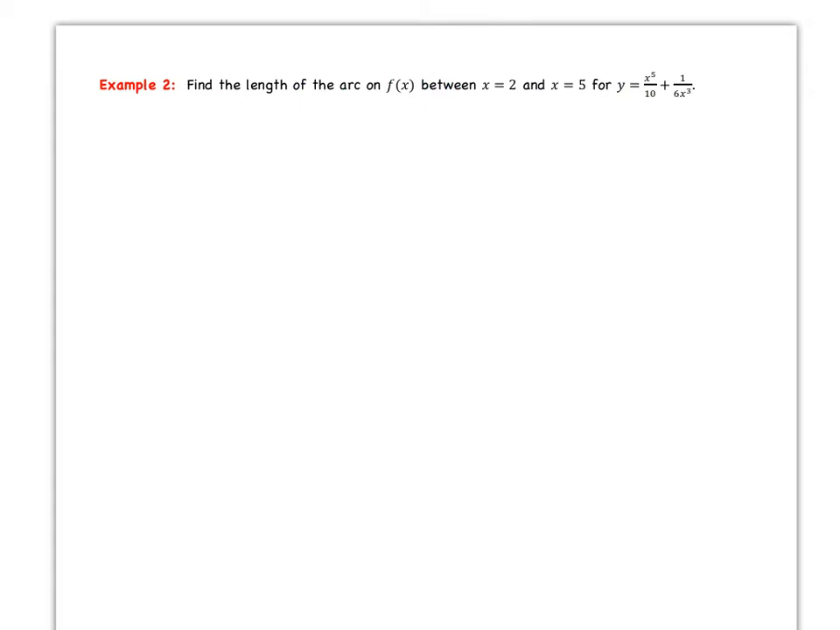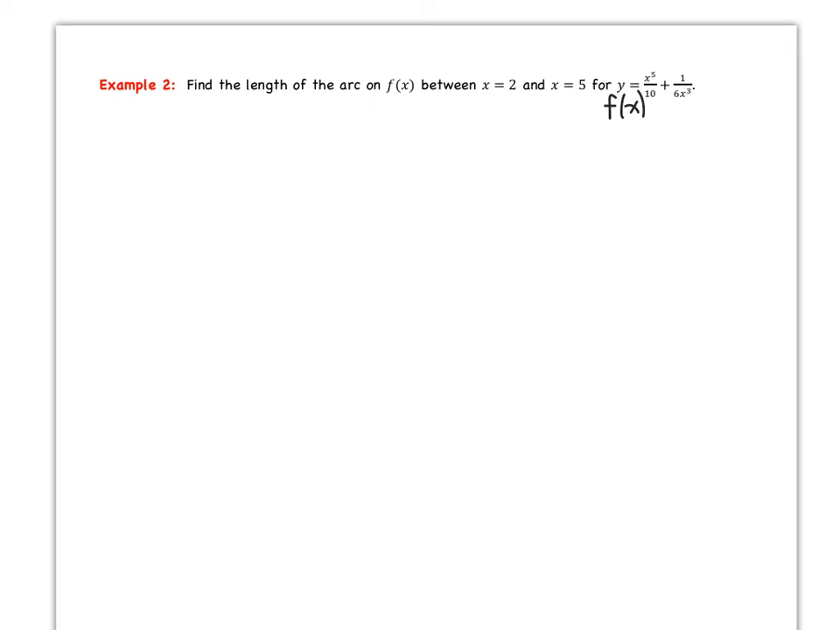Okay, let's try this last example. Again, we just have to be very careful and show all of our steps, okay? So we want to find the length of the arc on f of x between x equals 2 and x equals 5 for y is equal to x to the 5th over 10 plus 1 over 6x cubed. Okay, so instead of y, we can call that f of x.